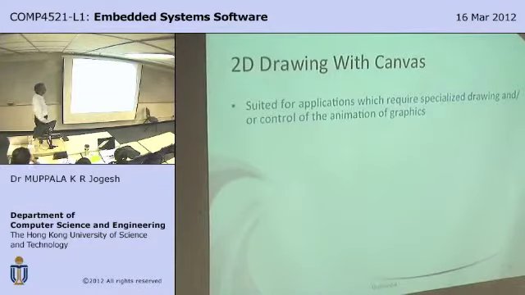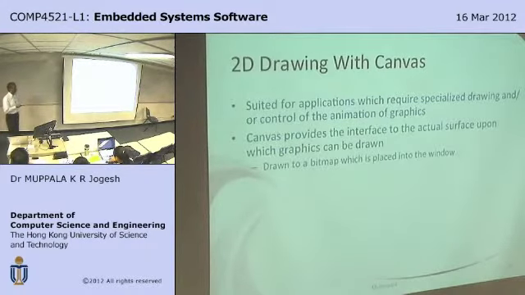So, 2D graphics with canvas is more suited for applications which require a lot more control over what is drawn on the screen. You want to be able to create specialized effects on the screen and so on. So this would require specialized drawing or control of the animation of the graphics. Then 2D graphics is more appropriate. Now for doing this, we use something called a canvas.